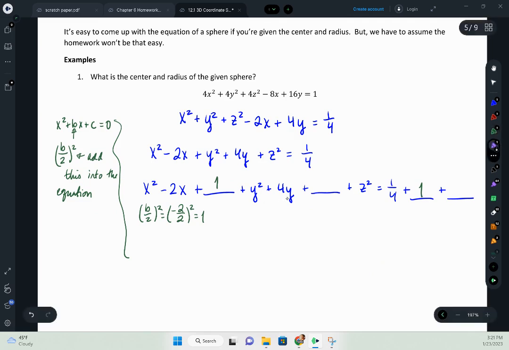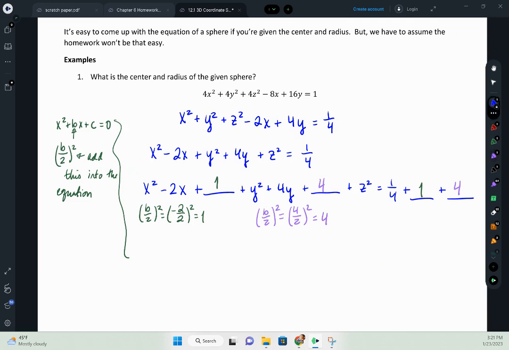Then for the y squared plus 4y, I have to do the same thing. I'm looking at b over 2 all squared, b is 4. So I'm looking at 4 over 2 all squared. 4 over 2 is 2. Square it, we get 4. So I'm going to add in a 4 on the left, and I will add in a 4 on the right.